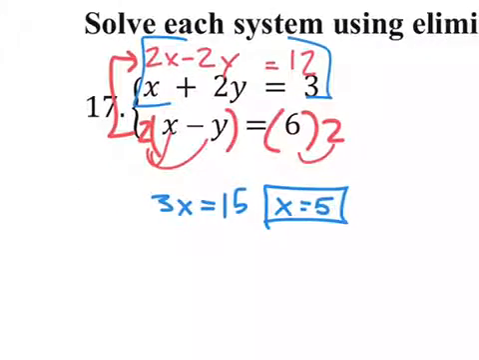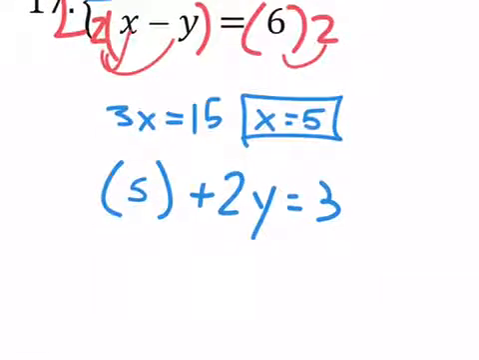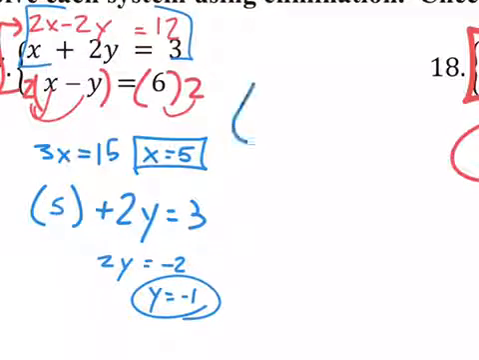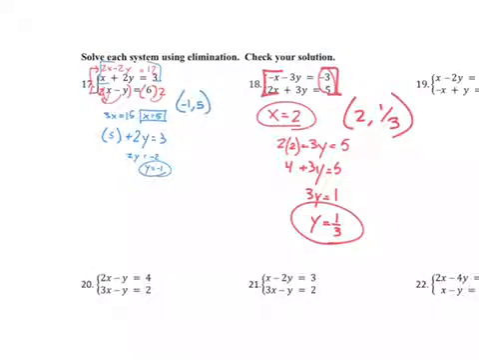All right, pick either equation. I'll pick the top one. x plus 2y is equal to 3. Plug in our 5. Subtract 5 from both sides. 2y is equal to negative 2. Get that y is equal to negative 1. And here is our coordinate point, 5, negative 1. Now remember, just like we saw on the previous page, you can plug in both x and y back into your original equation, and you will be able to verify if your answer is correct or not.